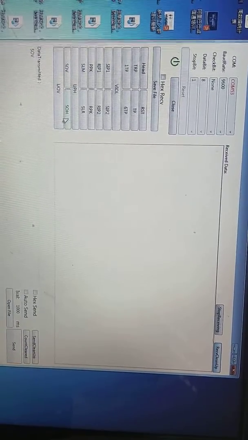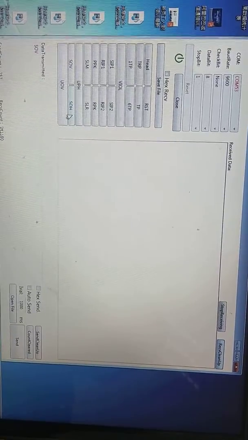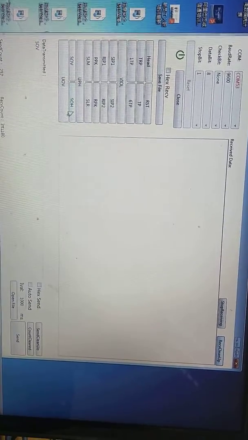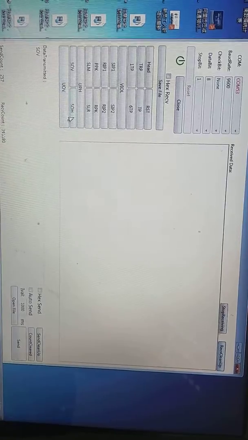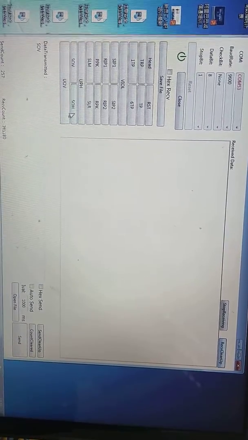SOH means make the printer, we could change the printer to the mode which prints 1 hour driving data. 1 hour driving data.